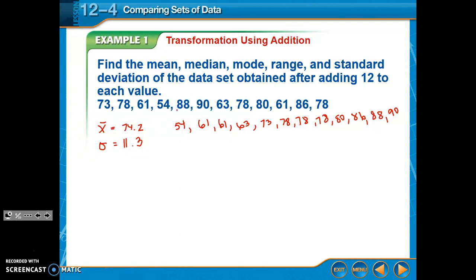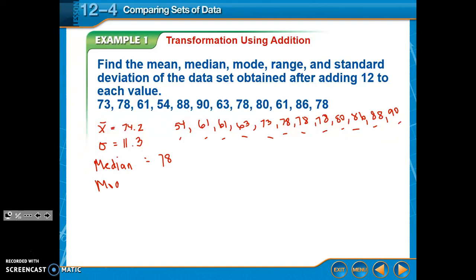So when I'm looking for that, I'm going to say, okay, this one and this one, until I get to the middle number, which is going to be 78 and 78. So you take the average of them, which is just going to be 78. So I know my median is 78.